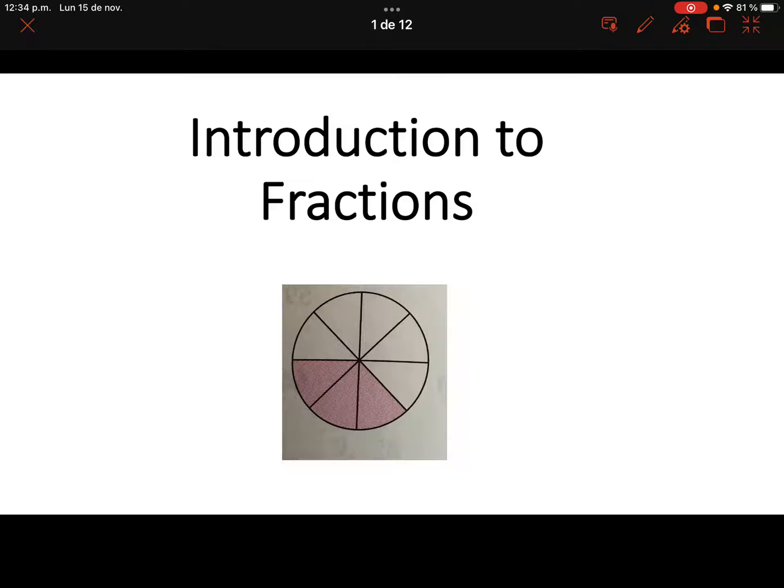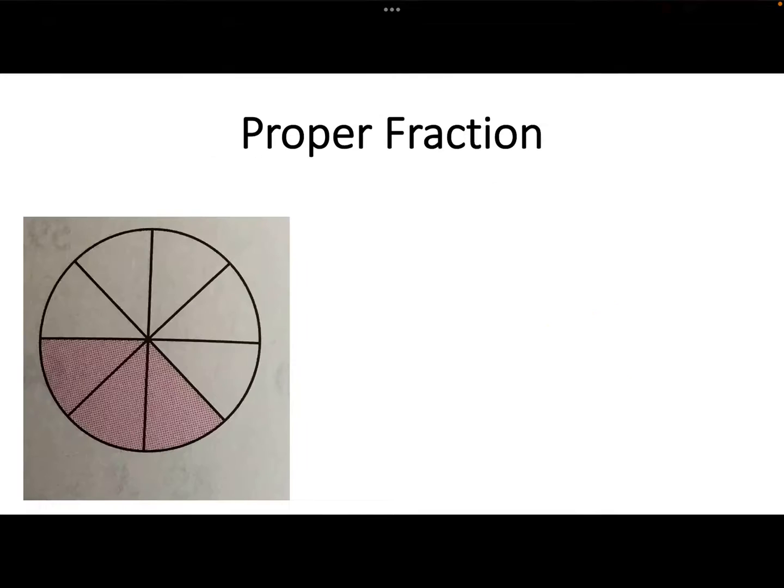In this picture, you can notice that the circle is divided into 8 equal parts. That's important for fractions. And also we can notice that 3 of these 8 parts are shaded. Then the fraction represented here is 3/8. At the bottom is the number of parts into which the circle is divided, and at the top the number of shaded parts. Okay, then let's talk about the types of fractions.